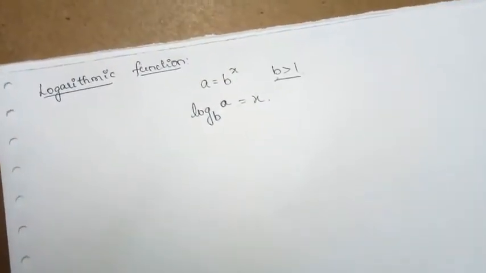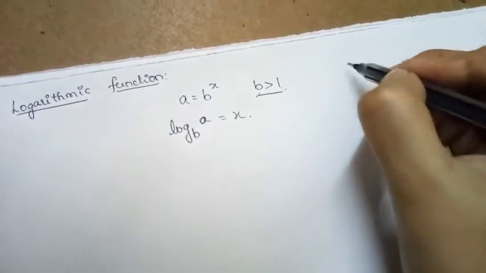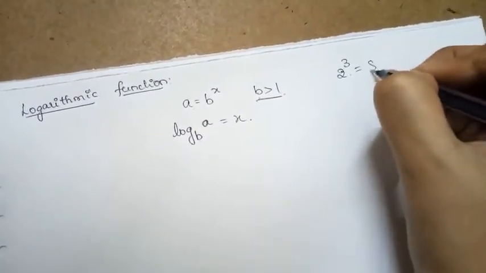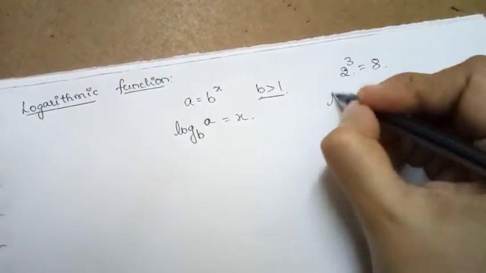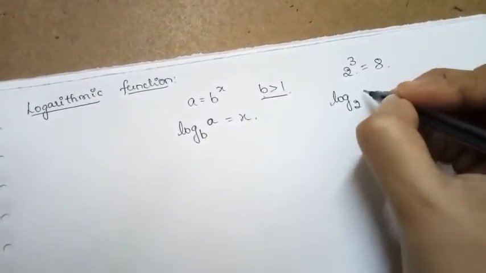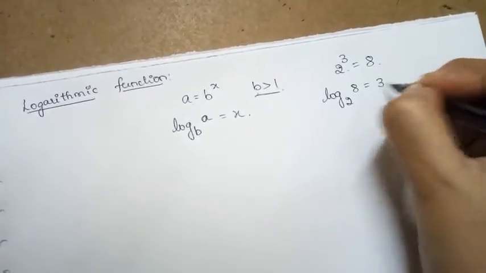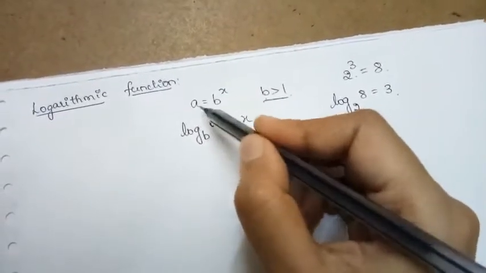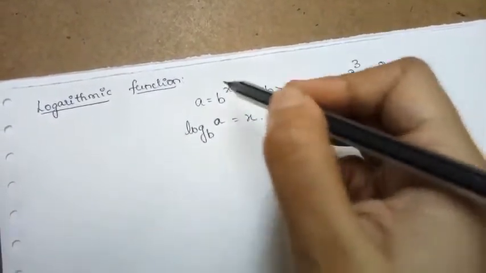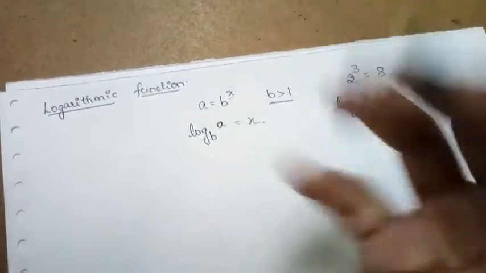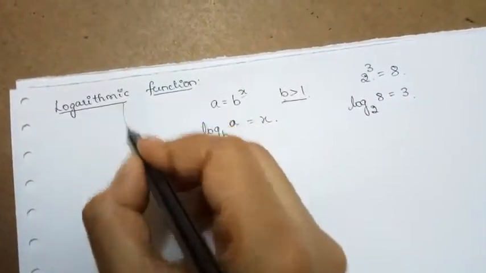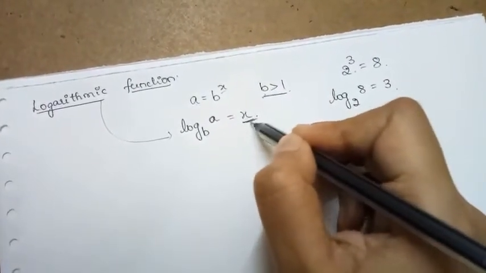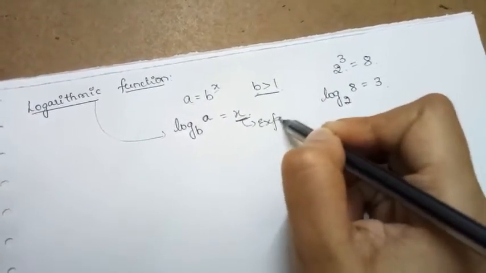So what does that imply? Suppose I consider 2 power 3 is equal to 8, then log to the base 2 of 8 is equal to 3, where b is the base, a is the value, and x is the exponent or the power of the function. So clearly, the logarithmic function gives us the exponent of the function.